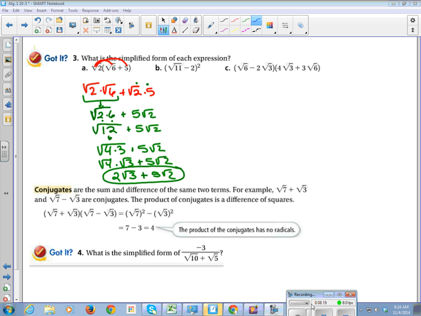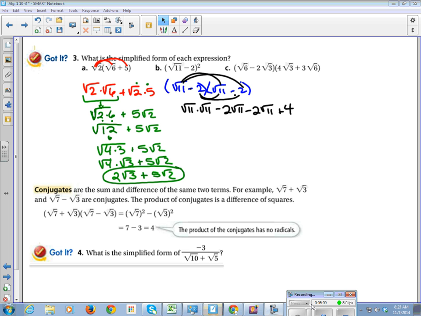All right, next item up for bid. Square root of 11 minus 2, quantity squared. That's the same as square root 11 minus 2 times the square root of 11 minus 2. And I'm going to FOIL. Square root of 11 times the square root of 11 minus 2 times the square root of 11 minus 2 times the square root of 11. Plus, because it's negative times a negative, 2 times 2, which is 4.